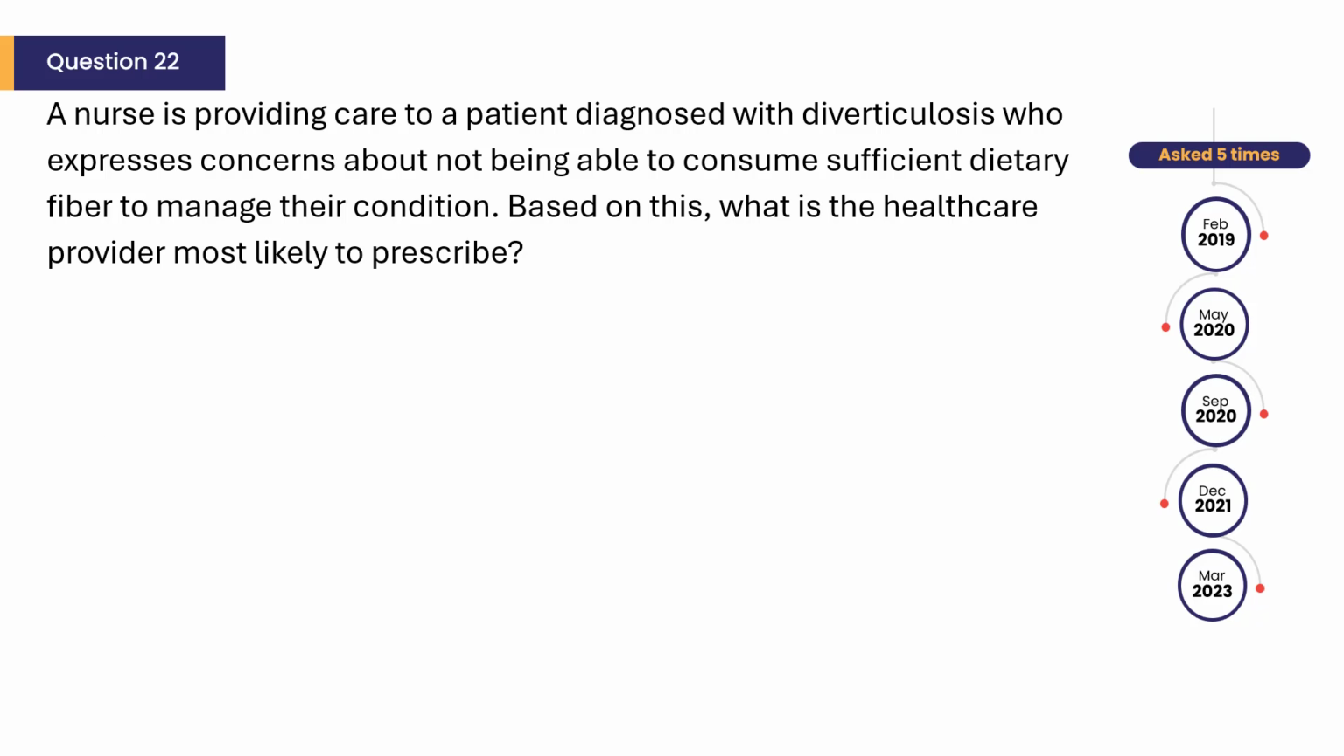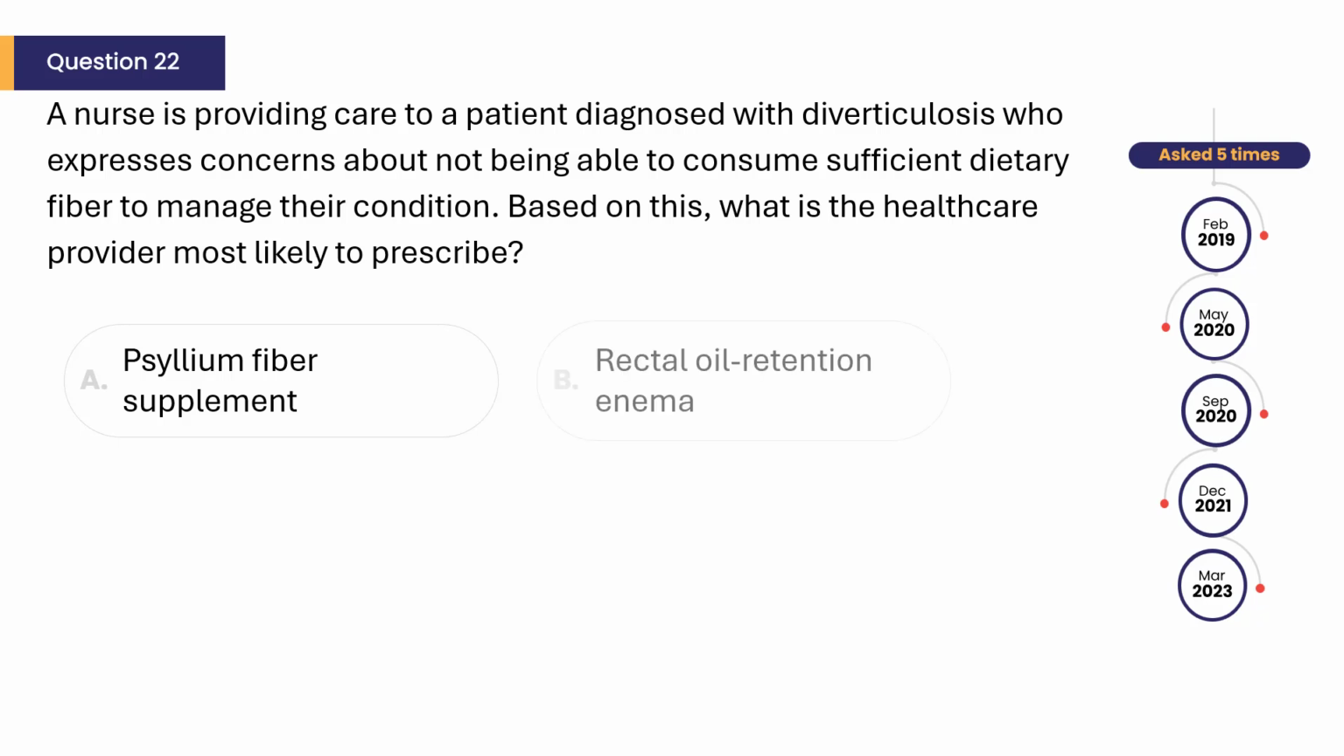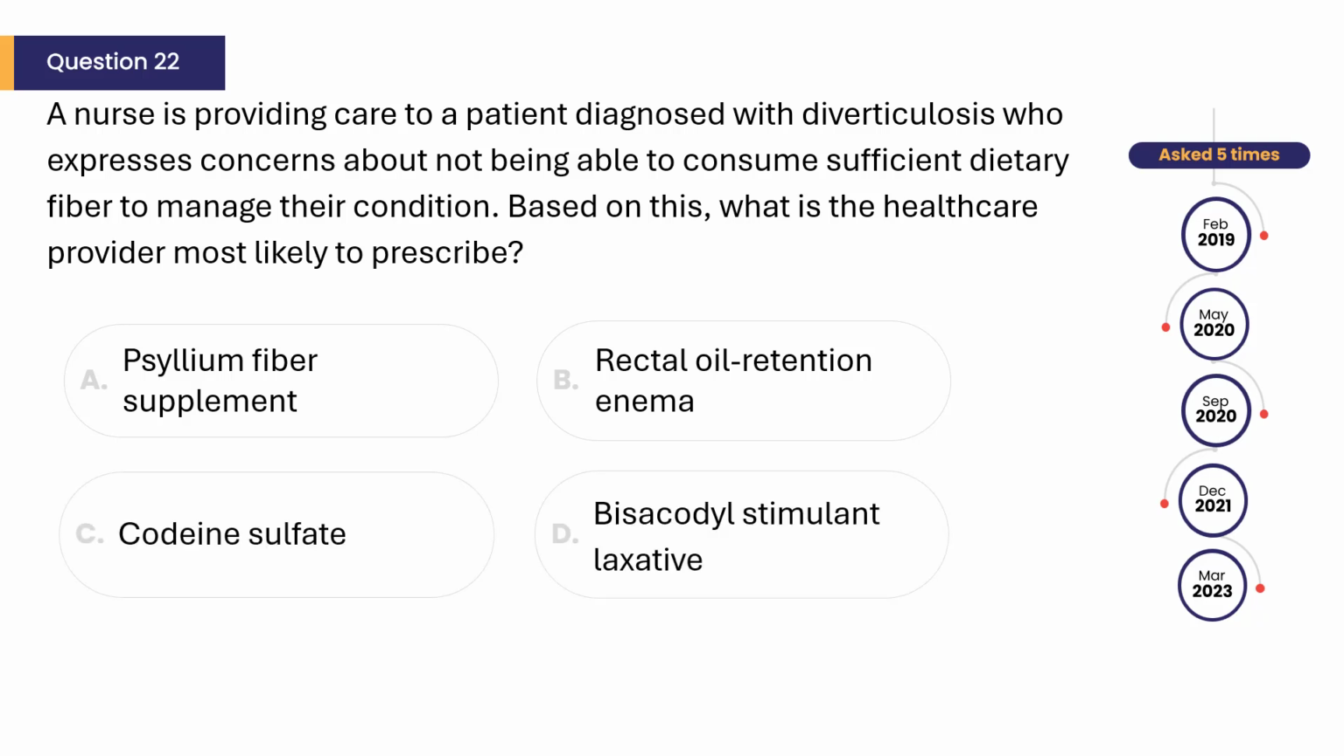A. Psyllium fiber supplement. B. Rectal oil retention enema. C. Codeine sulfate. D. Bisacodyl stimulant laxative. The correct answer is A, psyllium fiber supplement.